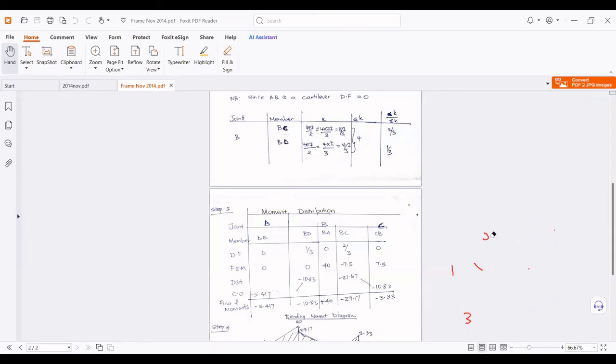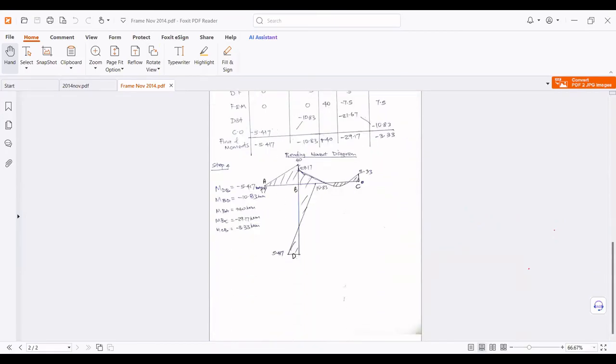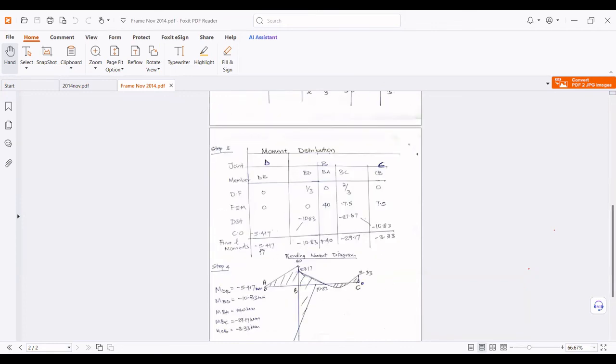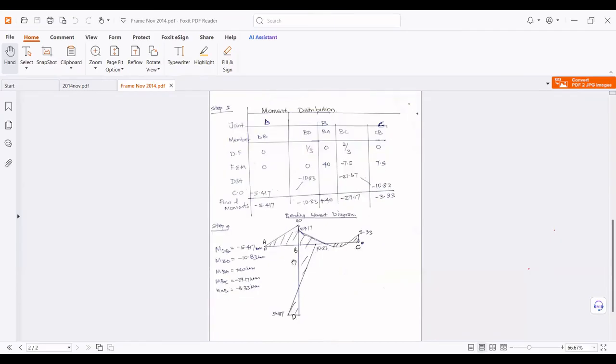Sketching the bending moment diagram is rather easy. It's just framework once you get your moment correct. So, this is how the bending moment diagram looks like. At end A, where we have a cantilever, obviously the moment is 0, and it is maximum at the support where you have 40 kilonewton meters. Then, again, for member BD, we have defined joint D, this one here, we have 5.417, then we have 10.83 here.